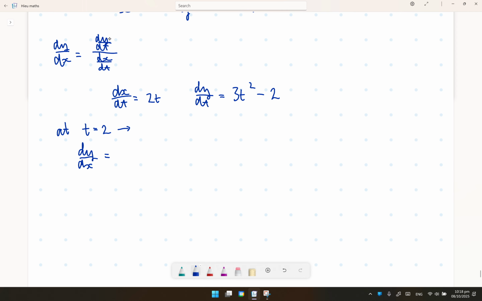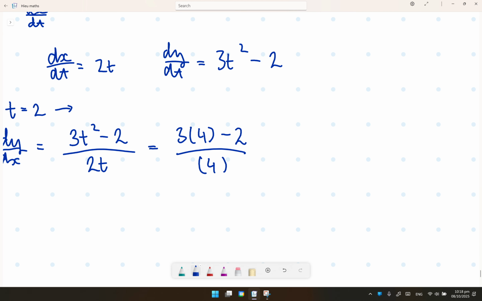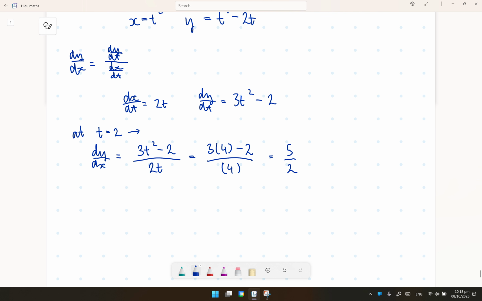So dy over dx is equal to dy over dt, which is 3t squared minus 2, over dx over dt, which is 2t. Then let's put 2 into t: that's 3 times 2 squared, which is 4, minus 2, over 2 times 2, which is 4. What we end up with is 12 minus 2 is 10, 10 over 4, so that's equal to 5 over 2.